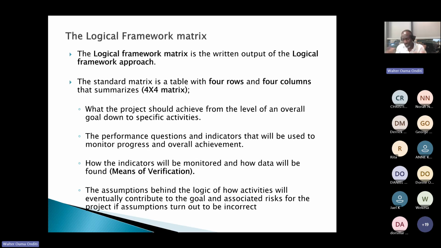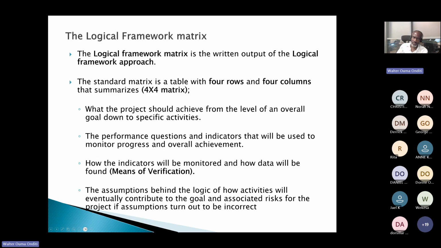Most people talk about, or the standard definition is, a 4 by 4 matrix. What that means is 4 columns and 4 rows, and we just define them. The results hierarchy, key performance indicators, means of verification, and the assumption column. That makes it a 4 by 4 matrix. And of course, coming down in results, we have the impact, the outcomes, the output, and of course, the activity. So that makes it 4 in the vertical column, and in the horizontal we have another 4 columns there. These columns are important because they detail what the project should achieve from the level of an overall goal down to specific activity.